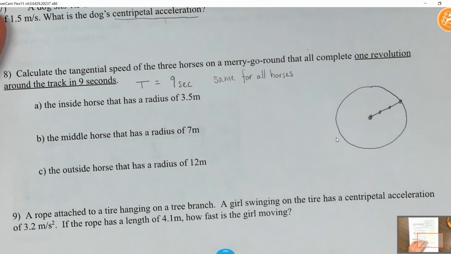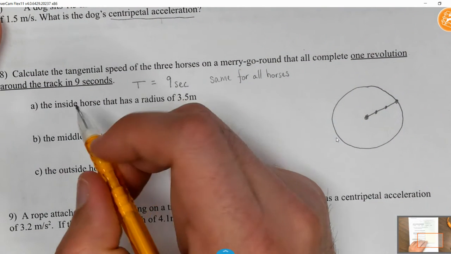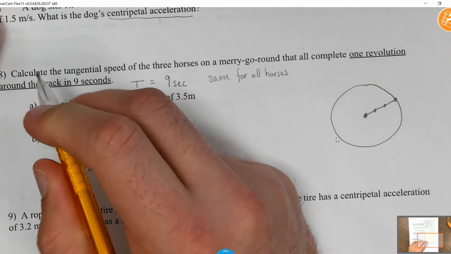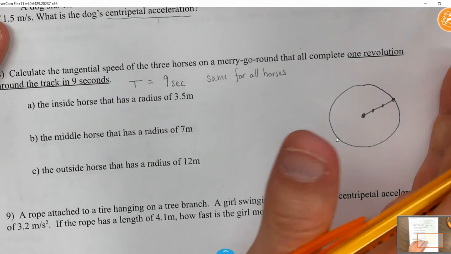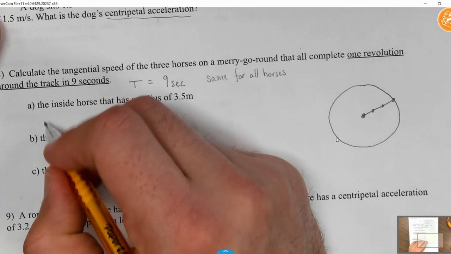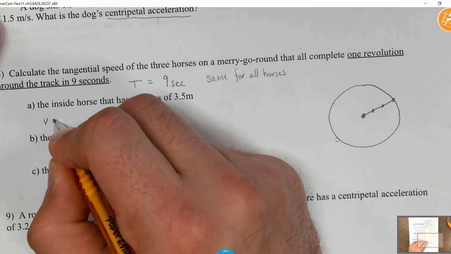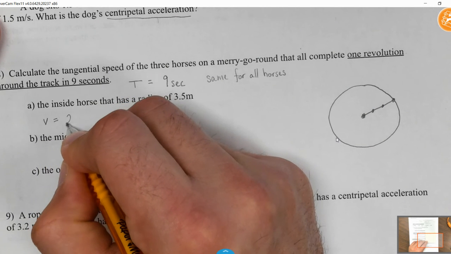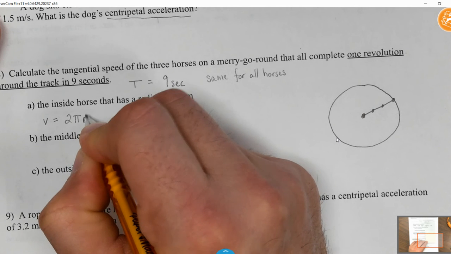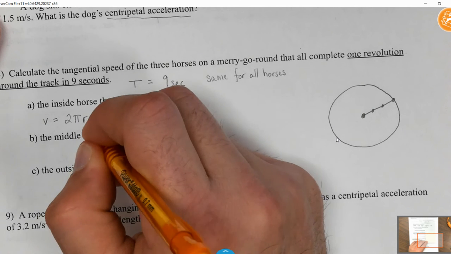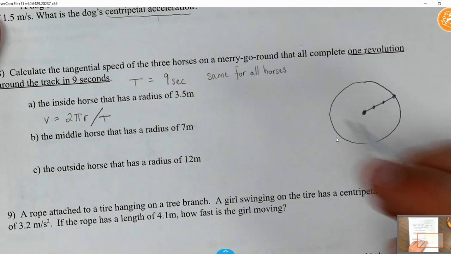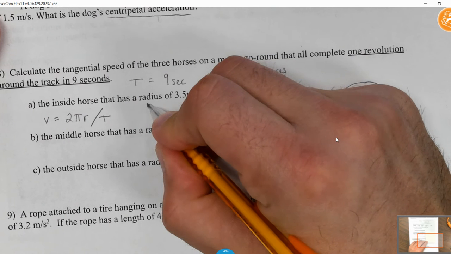And then once you know that, well, what is the equation for our velocity, centripetal force, tangential velocity or speed? The equation that you're going to use is V is equal to 2 pi times R divided by T. So we would do it like this.